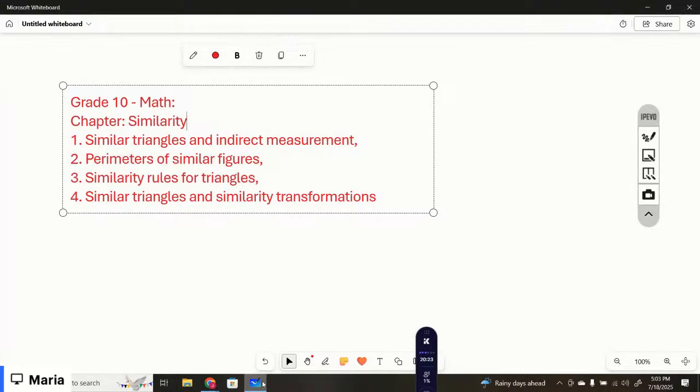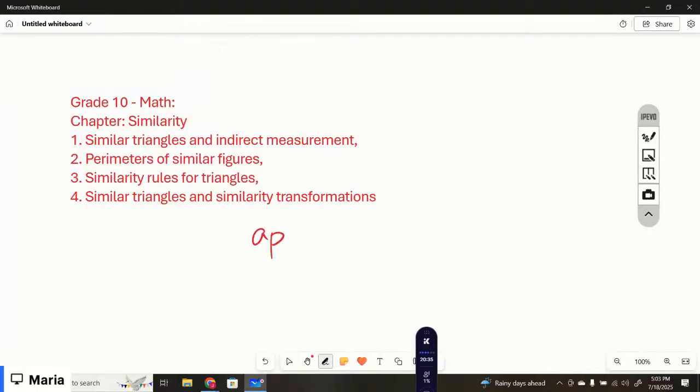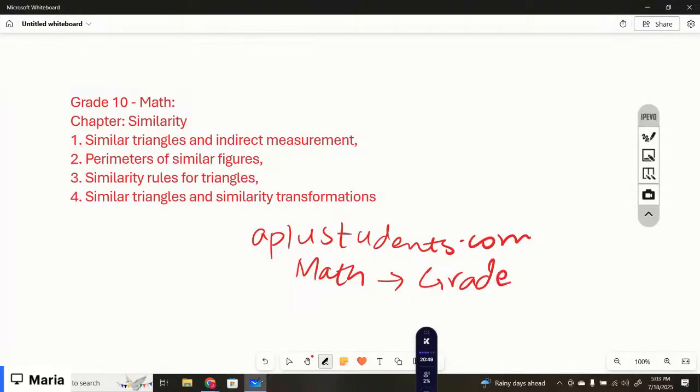You can find all the lessons on aplusstudents.com. You have to log in there using your email address and password as provided by the administrator. Then you have to select math from the subject tab, scroll down to grade 10 math, and then click on view all lessons. There you can find a list of the chapters.